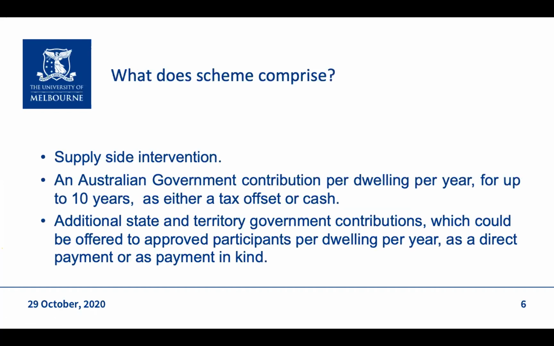So what did the scheme comprise? It was a supply side intervention, as I mentioned. So there were two sets of subsidies which were being offered. One was a federal government subsidy, which was for a period of 10 years, either as a tax offset or in cash. Then on top of that, there was an additional state and territory government contribution. So these two together provided the subsidy for the private supplier.